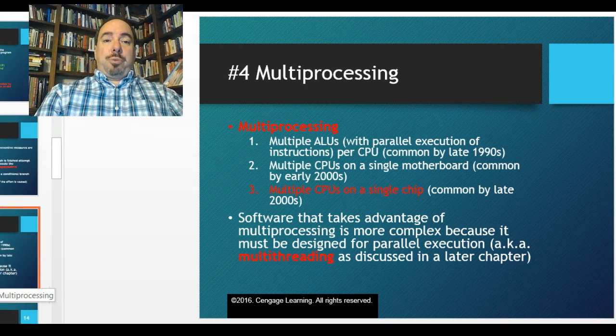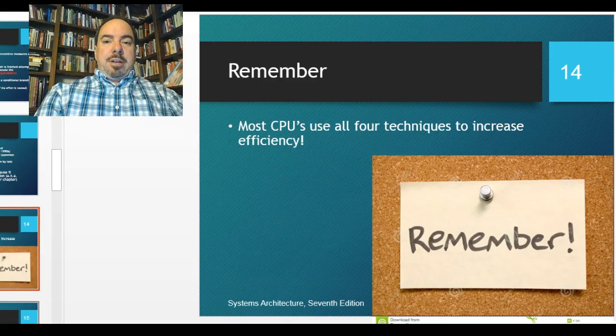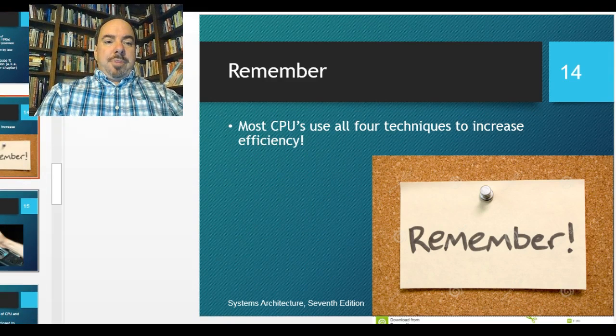Just sticking more, well, straightforward to understand at least. Putting multiple CPUs on a single chip. Today we call them cores, so a multi-core processor just means it has multiple CPUs running on the same physical chip. And so more cores means more processing power. But CPUs use all four techniques these days.